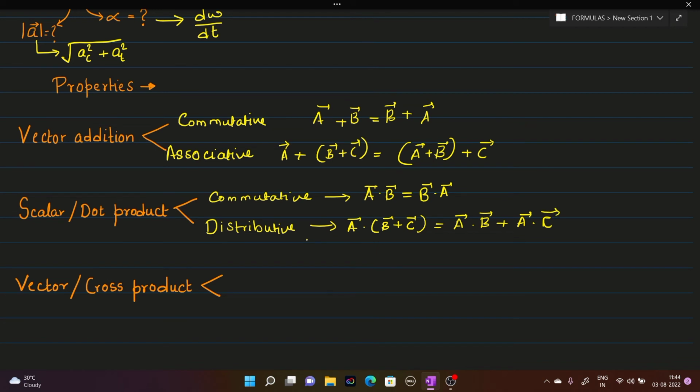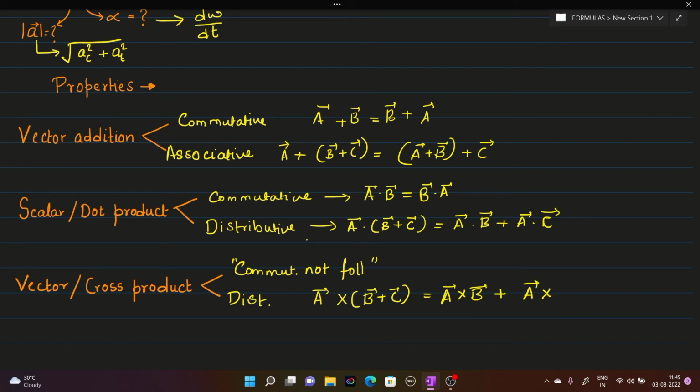After that, vector or cross product. Here the commutative law is not followed. This is an important line given in NCERT. We need to remember it, otherwise we may mess up during the paper. The distributive law is followed. See here, vector A cross product (vector B plus C) can be expanded as vector A cross product vector B plus vector A cross product vector C.